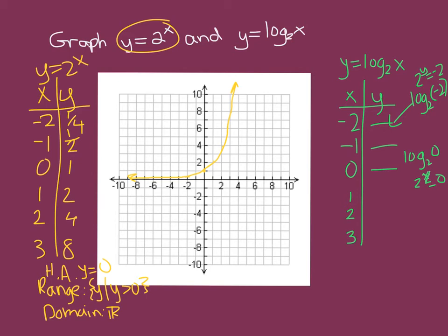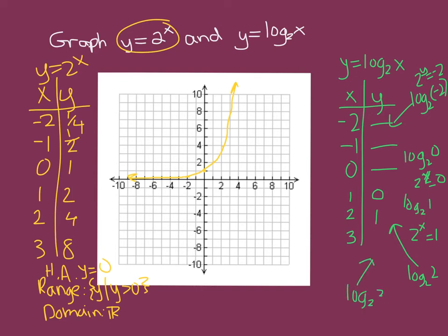So for 1, we have log base 2 of 1. We're thinking 2 to which power is going to give us 1. And actually there is a power, and that's going to be 0. We can do the same thing for log base 2 of 2. If you think about 2 to which power gives us 2, it's going to be 1.